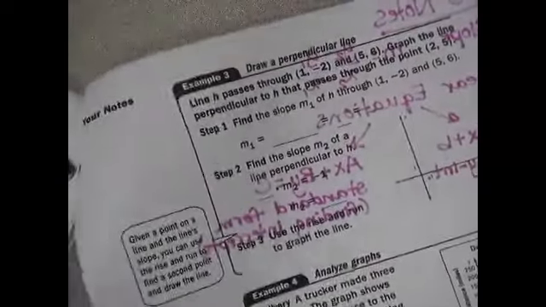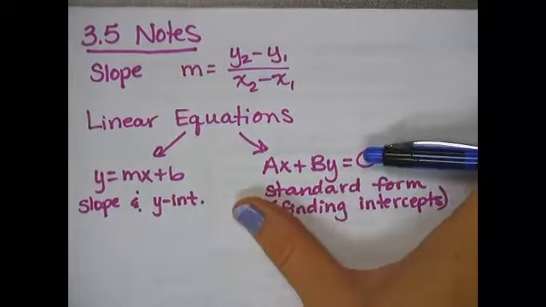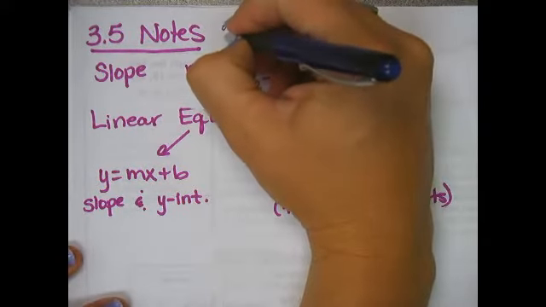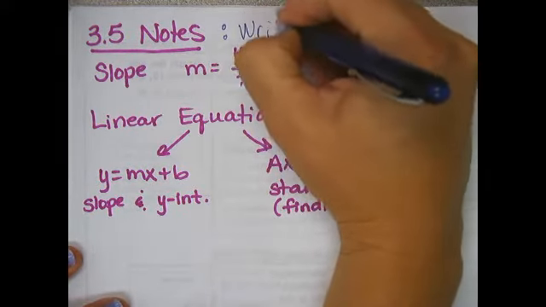In your note packet that we've been working on that looks like this, 3-3, 3-4, at the end of 3-4 you've got a blank page. So that would be a great page to do your notes. And this section is all reviewing writing equations of lines.